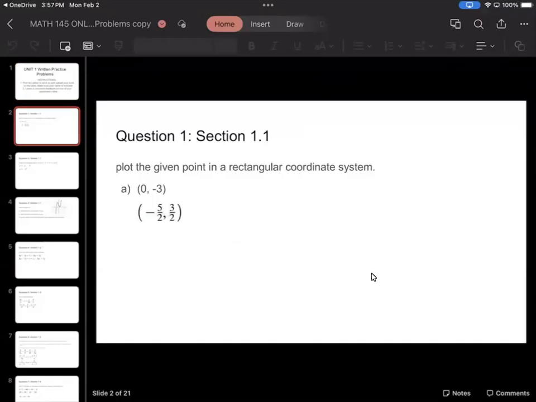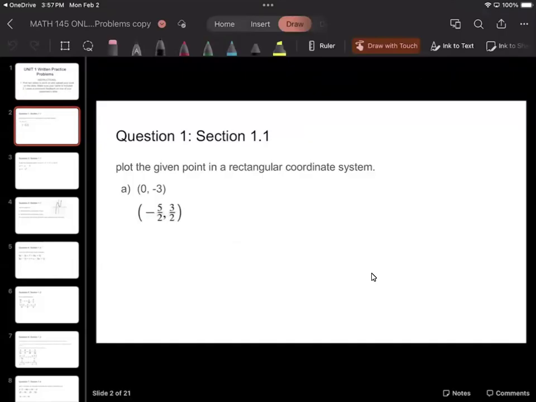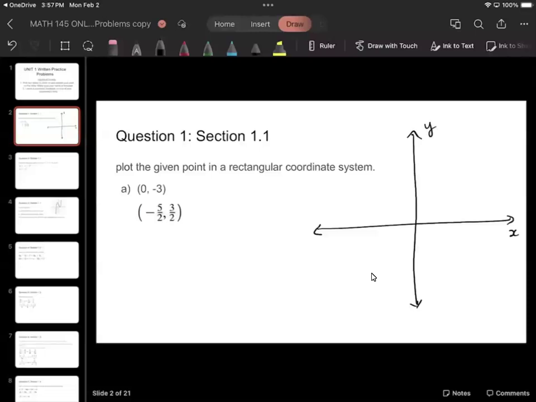So in the first question, you're asked to plot the given point in a rectangular coordinate system. This is pretty straightforward. This is your rectangular coordinate system. On this horizontal axis, we will call the independent variable the x-axis, and this is the y-axis, which is any dependent variable. So this ordered pair (0, -3) means 0 units on the x-axis and -3 on the y. So this point in here is (0, -3).